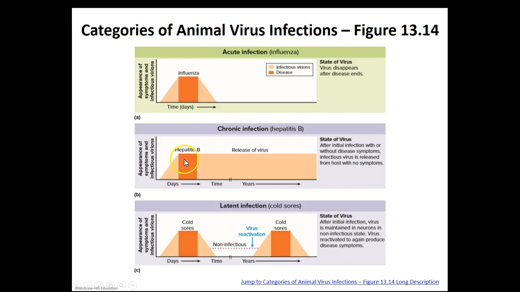This is an example of a chronic infection. You get sick, you have signs and symptoms. Yes, those signs and symptoms go away, but you continue to produce virus at a level that can be detected for a long period of time.